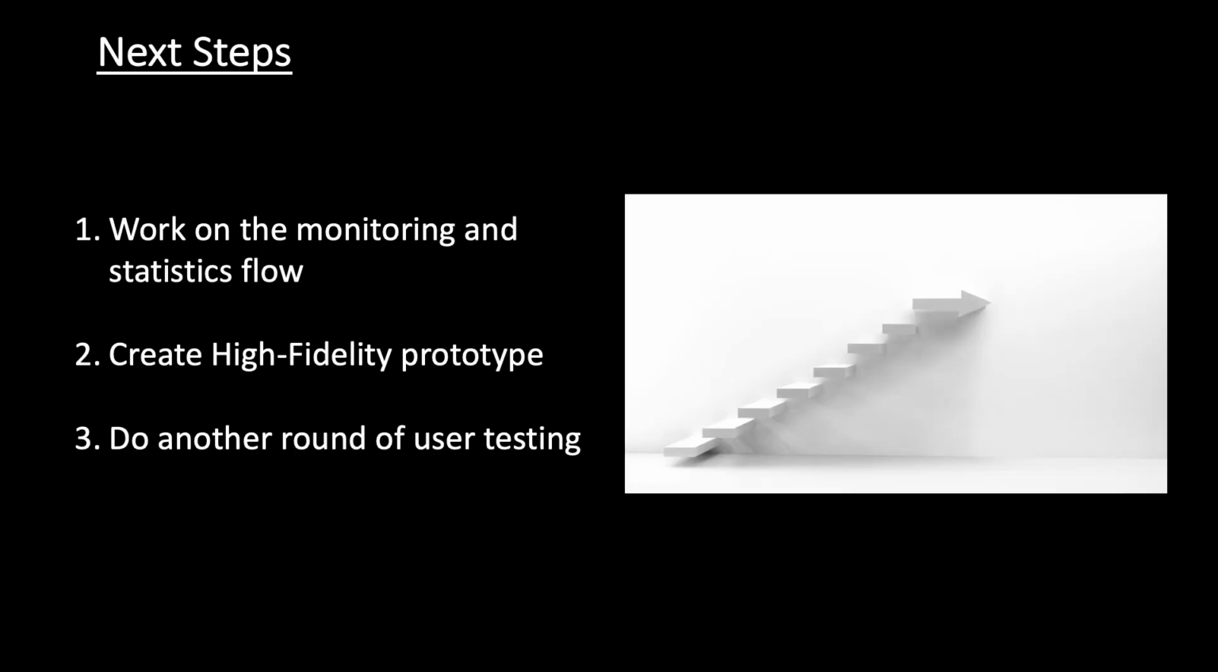Now, some of the next steps are to work on the monitoring statistics flow. We reviewed the 2 major flows, but the statistics flow would allow Katie to see how well her son is doing and which words need to be recycled or which words can be crossed off the list. Step 2 would be to create a more high fidelity prototype with some more UI design, some pretty colors and that sort of thing. And then once those 2 things are done, do another round of user testing.